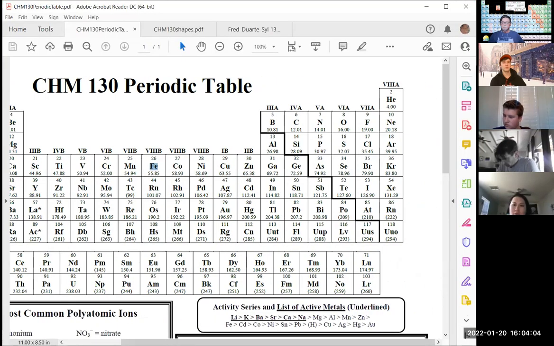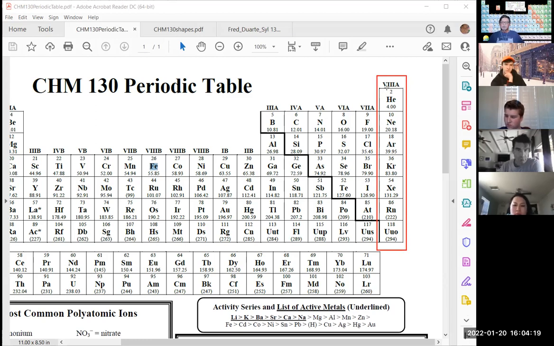On the far right, the very far right here, notice there's a group Roman numeral 8A. Up on top has a Roman numeral 8. 1, 2, 3, 4, 5, 6, 7. There's 7 elements here. Those are called the noble gases. They're called noble gases because they're very unreactive. And I want you to remember this number here. This Roman numeral.